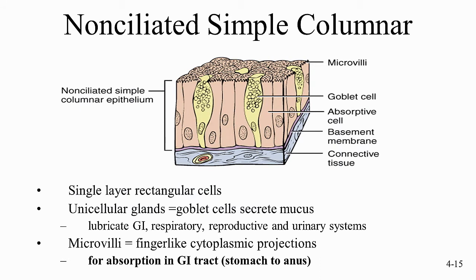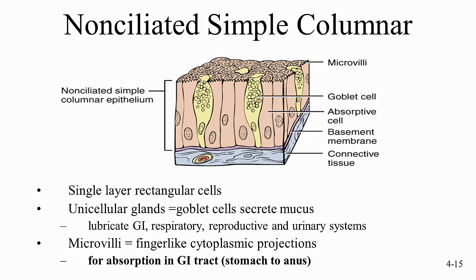The next tissue is nonciliated simple columnar epithelium. It's a single layer of rectangular cells. It's going to have unicellular glands called goblet cells, and these goblet cells secrete mucus. It's going to lubricate the gastrointestinal tract. Here we're going to find it in the respiratory tract, the reproductive and urinary systems. And again, these unicellular glands, these goblet cells, are pretty interesting when you see those under the microscope. Again, it does secrete mucus.